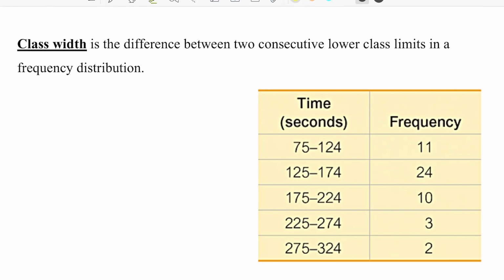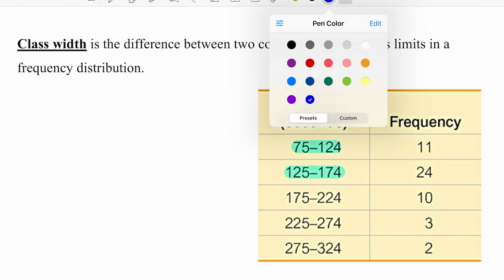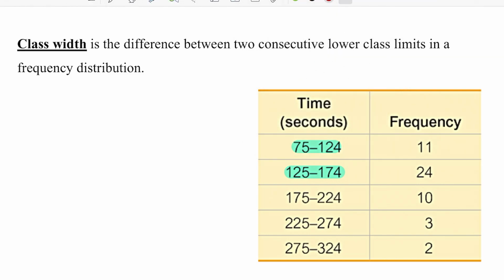So for example, if I choose the first and the second, then I am going to take the lower class limit of these two. And if I take 125 minus 75, I get the class width.